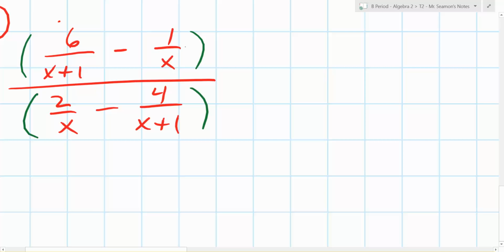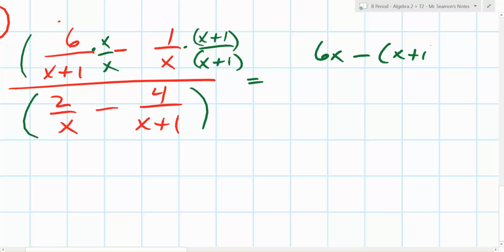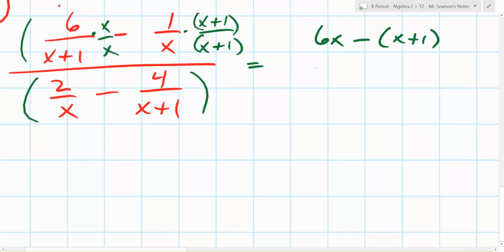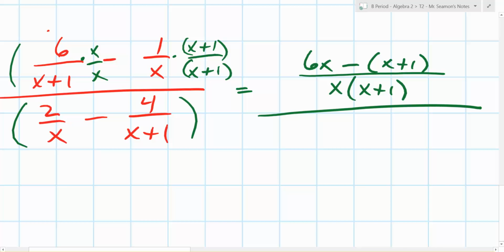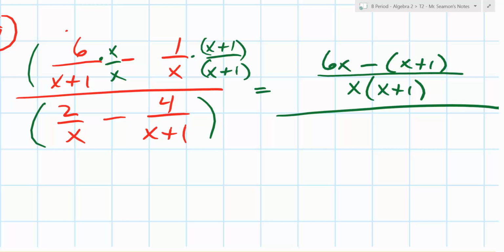So what are we going to multiply this 1 over x by? x plus 1 over x plus 1. Exactly. What are we going to multiply this one by? x over x. So what do we end up with on top? 6x minus x plus 1 over, what's the common denominator here? x times x plus 1 is the common denominator there. All over, what do we multiply 2 over x by? x plus 1 over x plus 1.